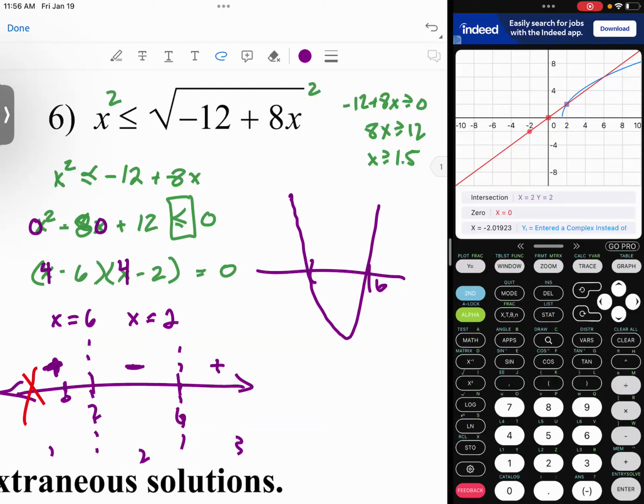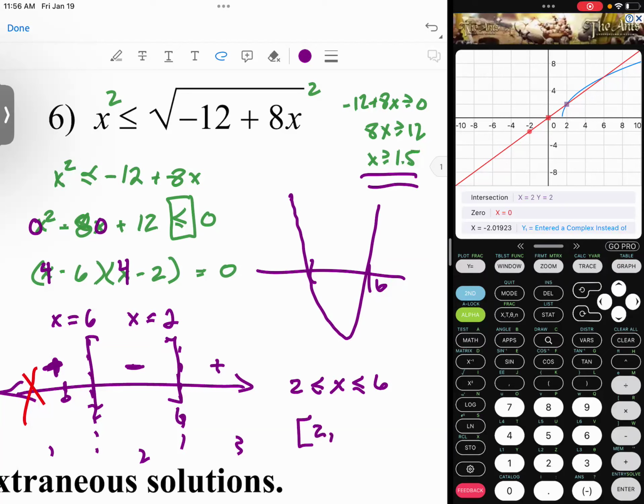So we're going to create our inequality sign to show that we're between these two things. So x needs to be greater than or equal to 2, less than or equal to 6. And you see that none of that violates x needing to be bigger than 1.5. And you could also write it in interval notation like this. And those are your solutions.